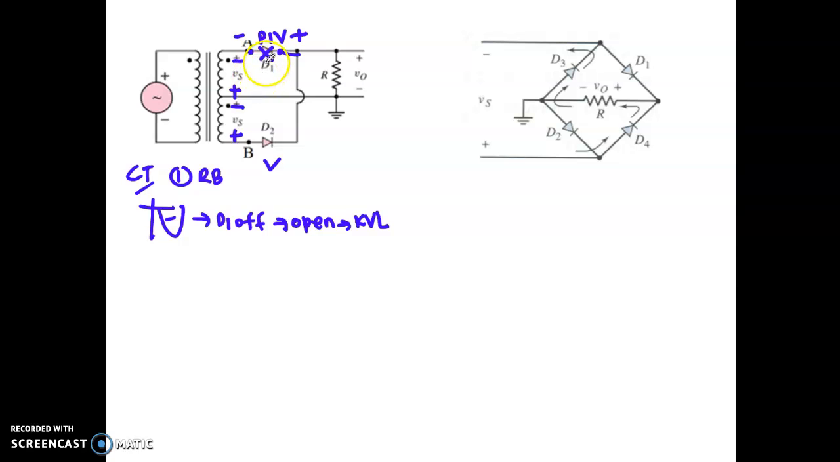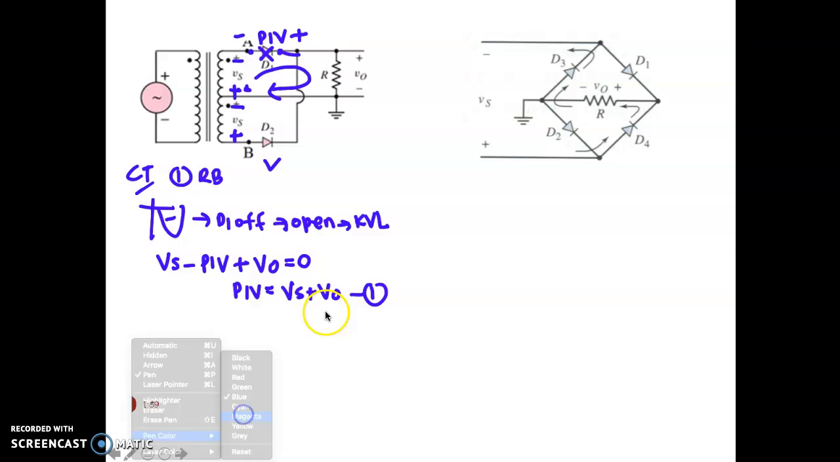What is the KVL at your PIV? It is this loop. What will be the equation at this loop? Here it becomes Vs minus PIV plus Vout equal to 0. So you can get your PIV is actually Vs plus Vout, equation number 1. But in this equation, you have Vout.